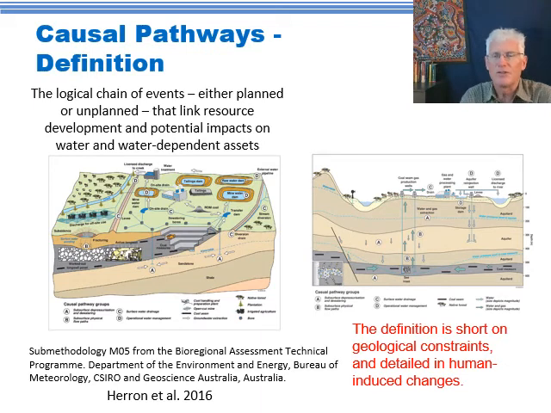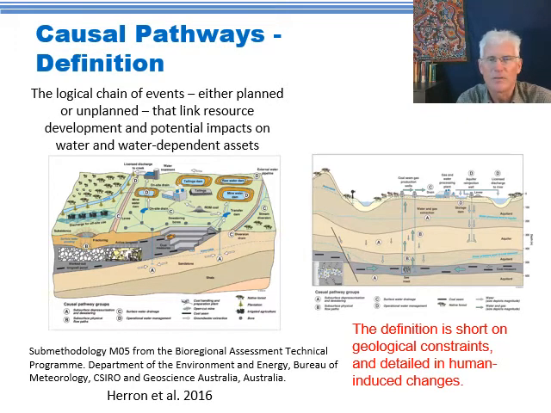I just want to say a few words about causal pathways. So as I said, formally, a causal pathway is defined as a logical chain of events, either planned or unplanned, that link resource development and potential impacts. So this diagram shows a lot of different features in the surface, and a lot of these are events or changes in the hydrological system. Many of them have to do with human-induced things that are happening. So you can see tailings dams, you can see open pits, you can see underground excavations.